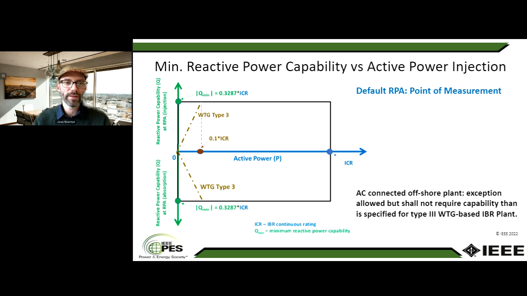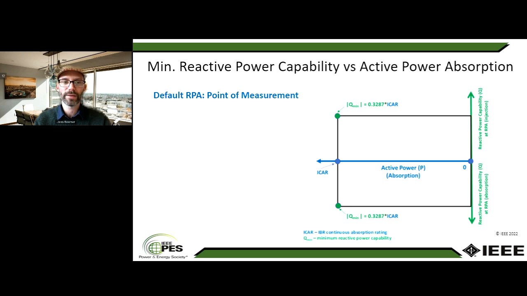So, minimum reactive power capability requirements. The minimum requirement is to have capability for 0.95 power factor, but type 3 wind turbine based IBRs have a slightly reduced capability requirement compared to the other plants that shall have the capability to provide full reactive power output even at zero active power output. And now for AC connected offshore plants, there's also an exception allowed, but it shall not require a capability that is less than what is shown here for wind turbine generator type 3. And the reference point of applicability is the point of measurement.